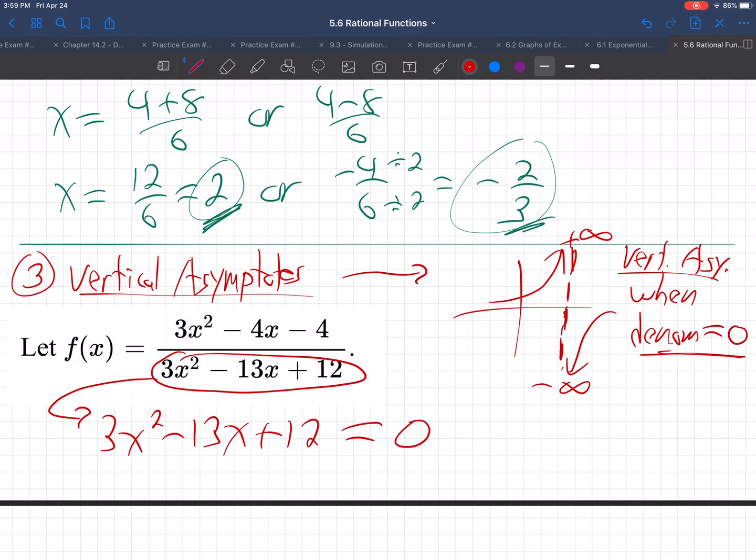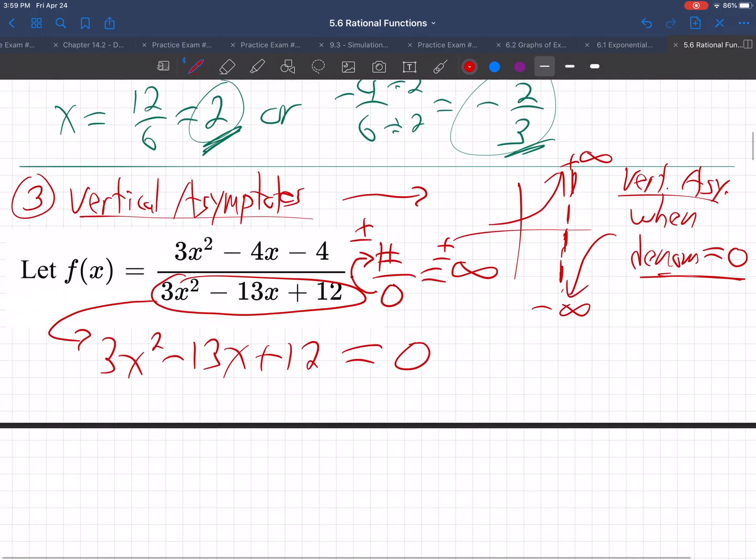That's what makes a vertical asymptote, because if the bottom of a fraction is 0, any number over 0 equals infinity, because remember, a fraction means divide, bottom into top. 0 goes into any number an infinite amount of times. If that's a positive number, it's positive infinity. If that's a negative number, it's negative infinity. That's what makes graphs go up and down to positive and negative infinity, a vertical asymptote.